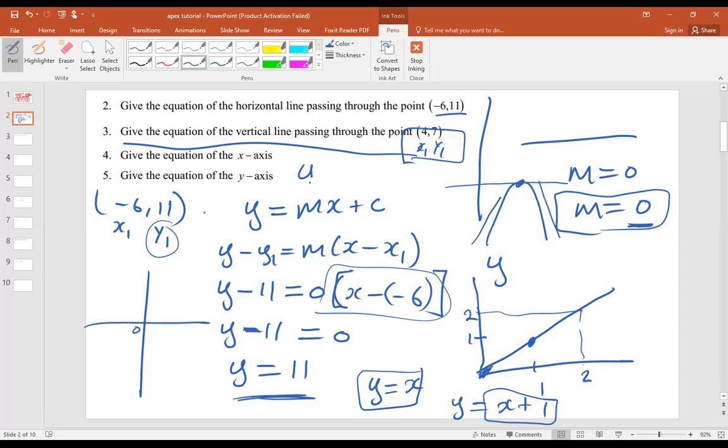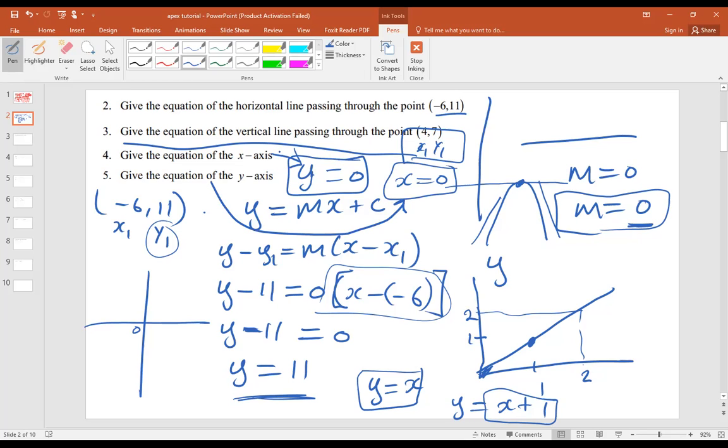I don't know how else I can explain this, but the best thing is just for you to know that in the x-axis, the value of y is equal to 0. This is the equation of the x-axis. And in the y-axis, the value of x is equal to 0. This is the equation of the y-axis, rather. So for the second question, the equation is this one, and for question 4, the equation is this one.